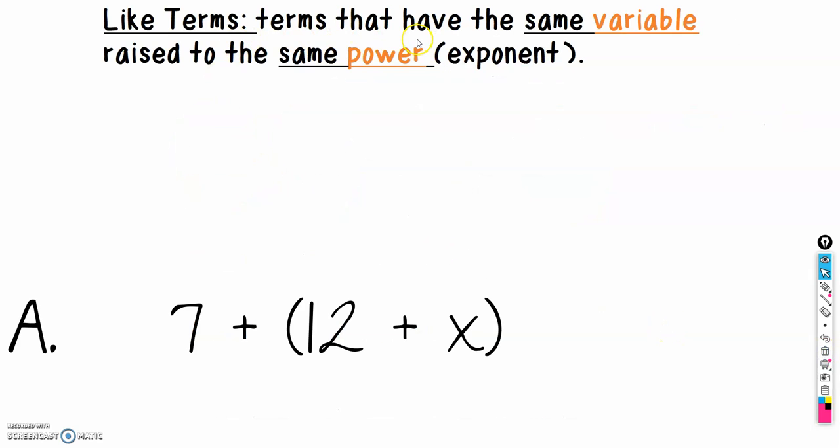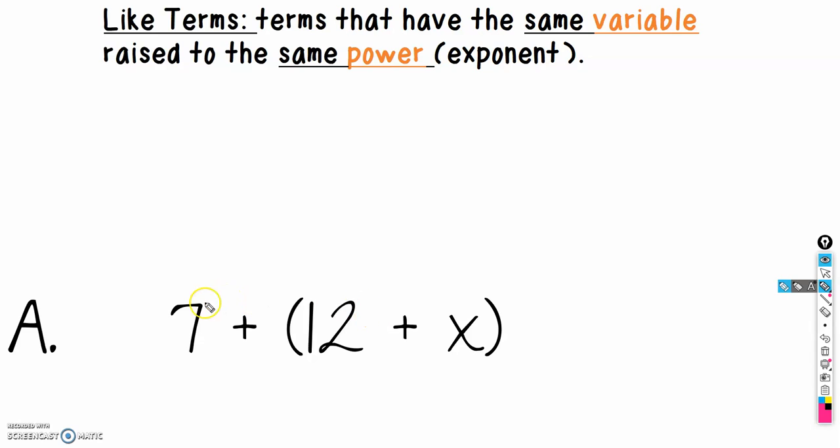Like terms are terms that have the same variable, like what we just discussed. So if you have all x's or all y's, and they must be raised to the same power or have the same exponent. So in this case, let's see if we can figure out the like terms down here.